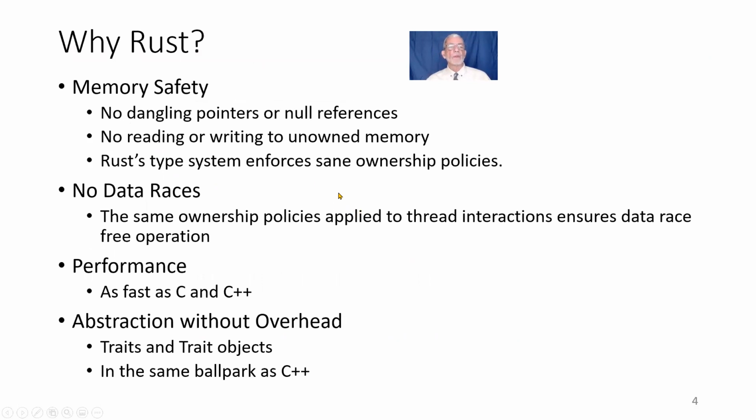Okay, so why Rust? Rust guarantees memory safety in that we're unable to create dangling pointers or null references. We can't read or write to unknown memory, and all of that comes about because of Rust's ownership policies. Programs won't compile if they're going to result in dangling pointers or the ability to read or write to unknown memory.